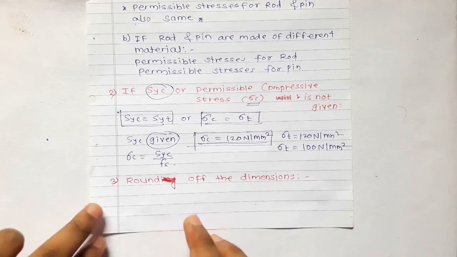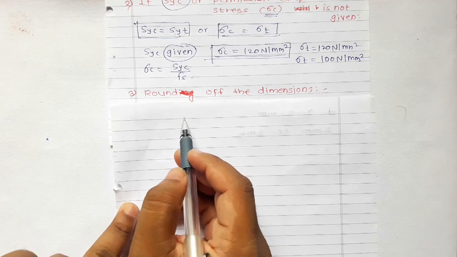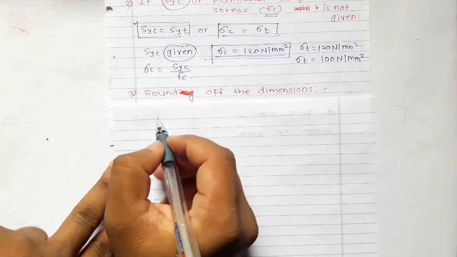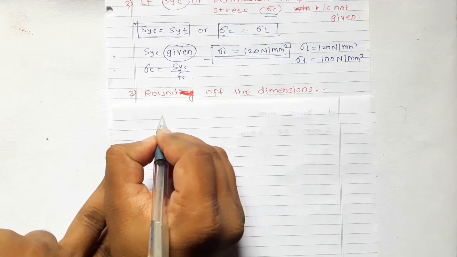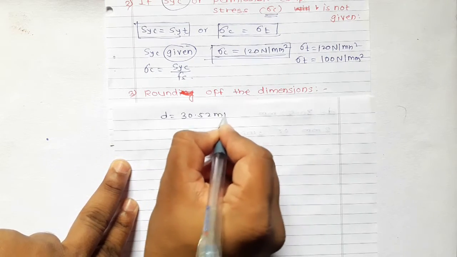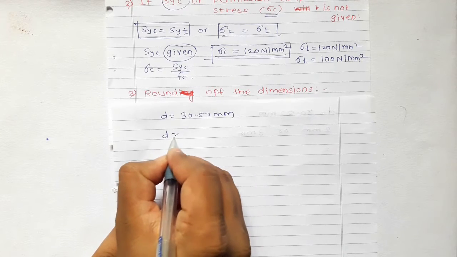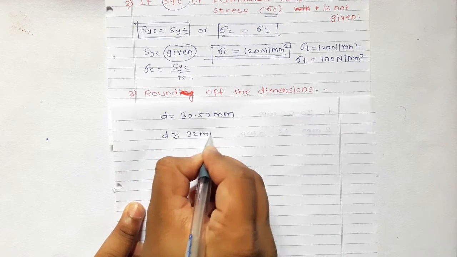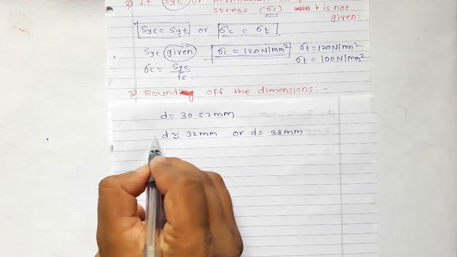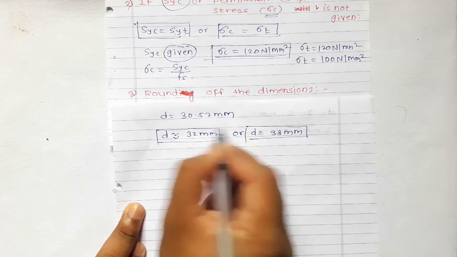And the last point is rounding of the dimensions. While designing a knuckle joint or any other part, we calculate different dimensions of parts. While calculating such dimensions, you may get answers in fractions, like the diameter of pin you may get as 32.52. So we have to round up this dimension, and we can make it either 32 mm or 33 mm. Generally you have to add 2 to 3 mm to the answer that you have calculated.